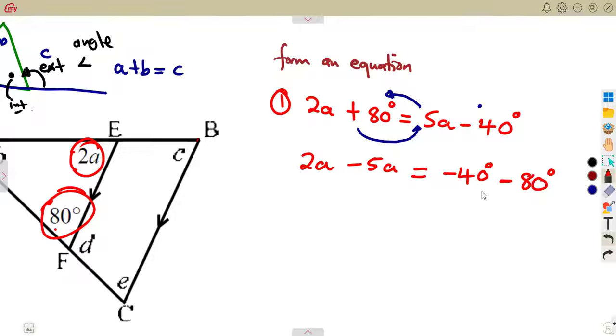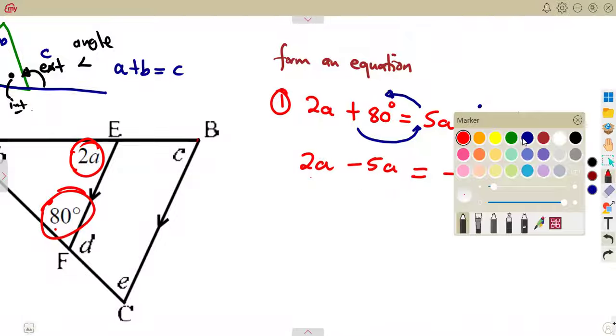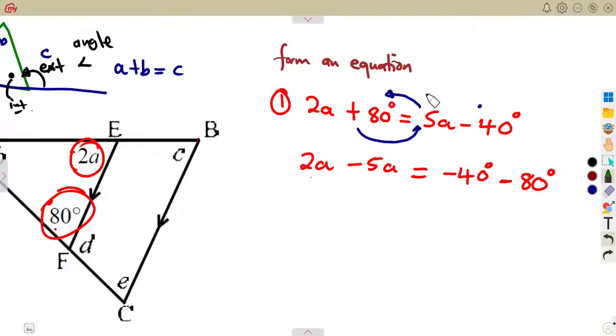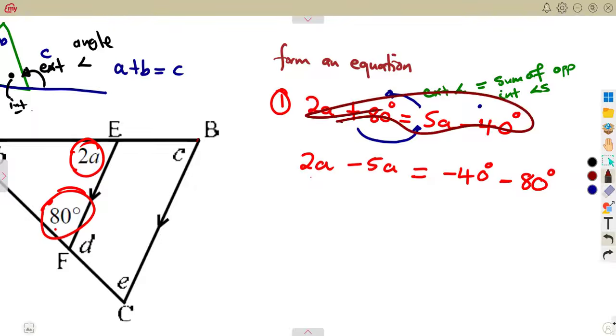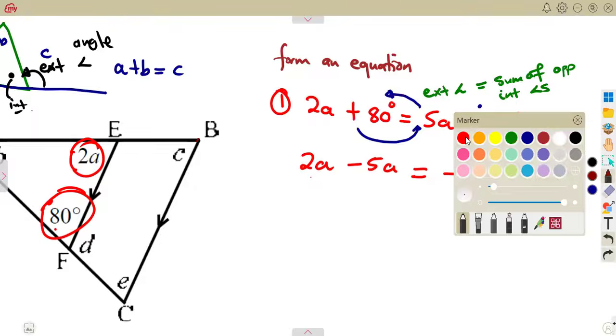So we have an equation that we need to solve, collected the terms, the terms of A, and the constants on their own, which are the angles on their own. All right, so let's solve. 2A minus... so here, the reason is going to be the exterior angle. So I'm just going to write in short, exterior angle is equal to sum of opposite interior angles. So that's the reason that we used here to obtain this equation that we need to solve.